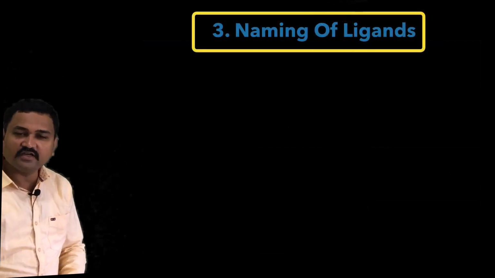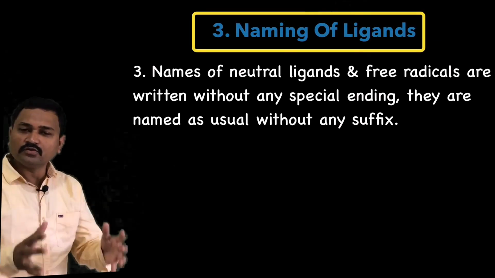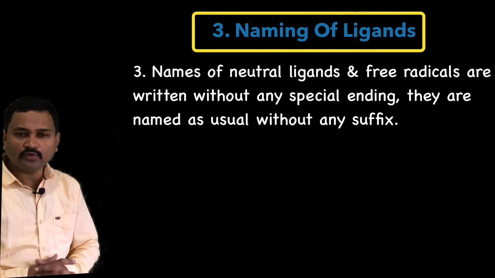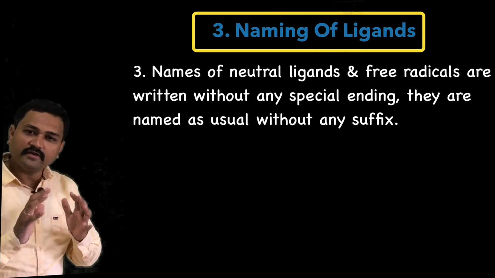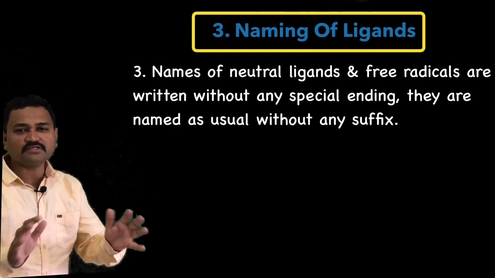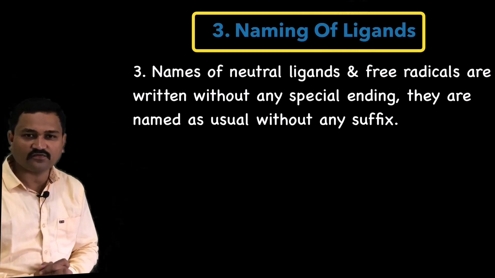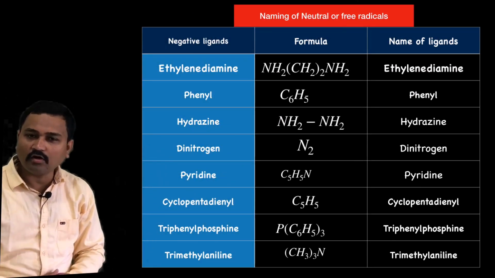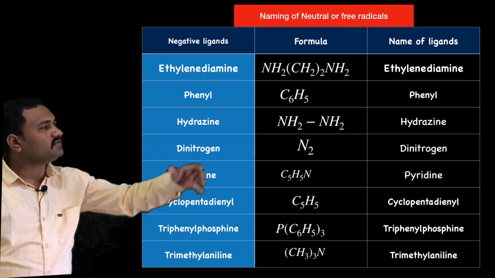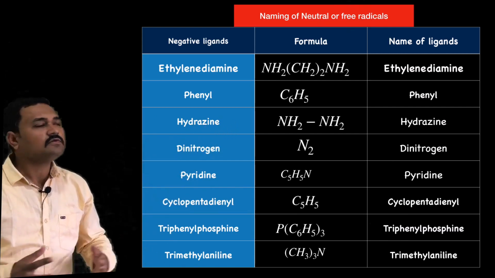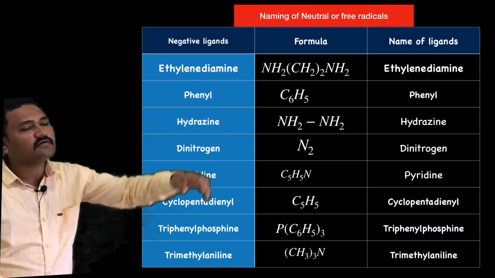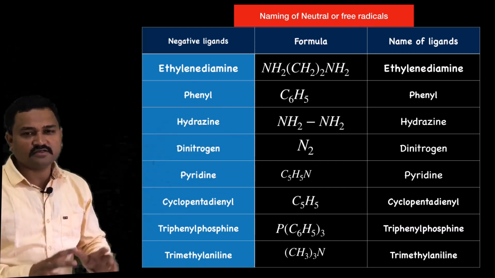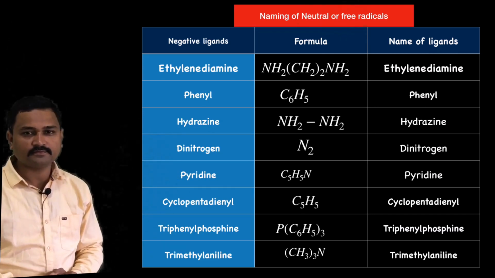Now the point number 3 in the rule number 3. The neutral ligands or the organic free radicals have no special ending. Their names are generally written as usual without any special suffix. So here again I have shown these examples. Kindly write down all these examples. So here you can take the first example in this chart. Its name is ethylenediamine, and while writing the IUPAC name of this coordination compound, you can write this name as ethylenediamine as usual.